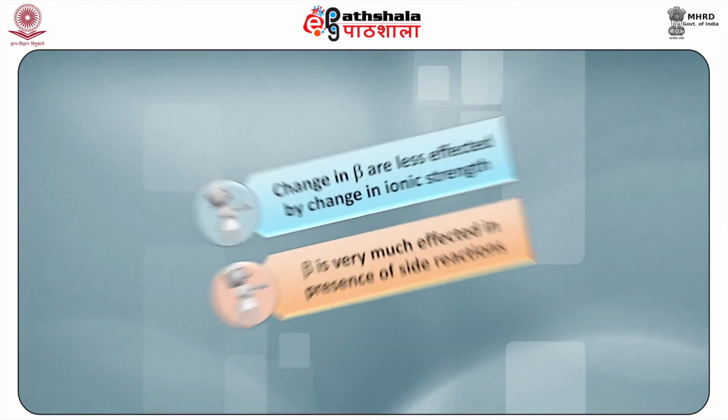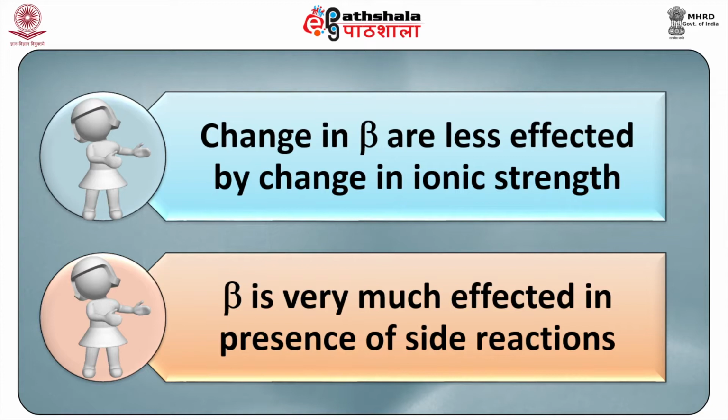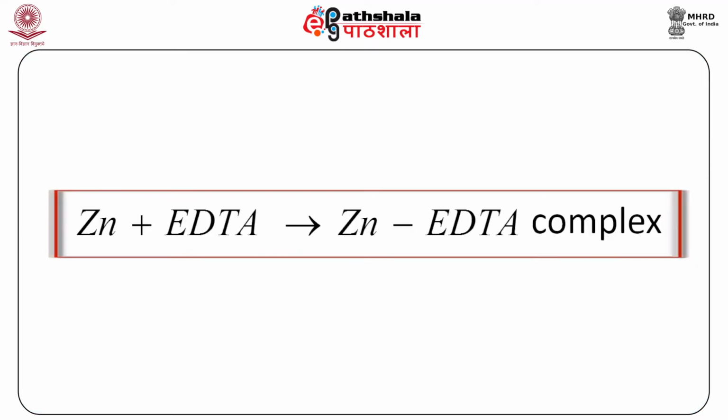Now, it is clear that the value of the conditional constant changes in every reaction at different conditions. The change in beta is less affected by change in the ionic strength. Beta is very much affected in the presence of side reactions. For example, when we react the metal zinc with EDTA, a zinc EDTA complex forms and side reactions also take place, which form zinc hydroxide, ZnOH, zinc amide, ZnNH2, etc.